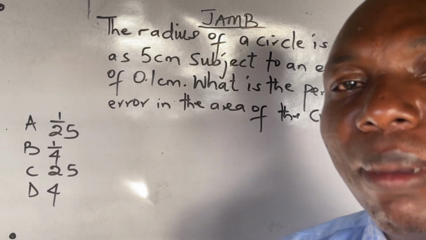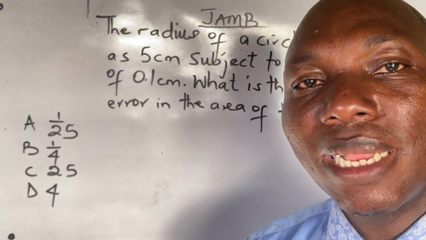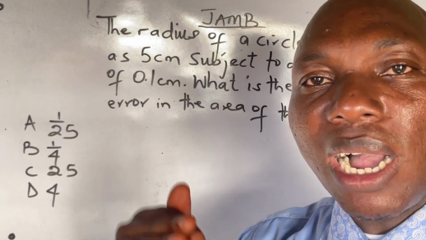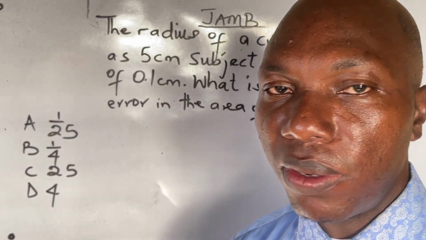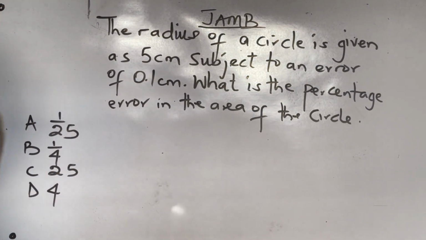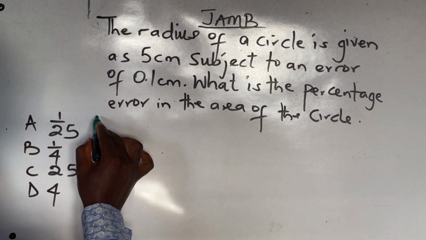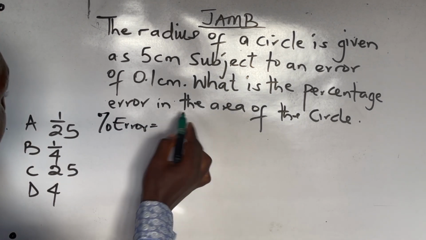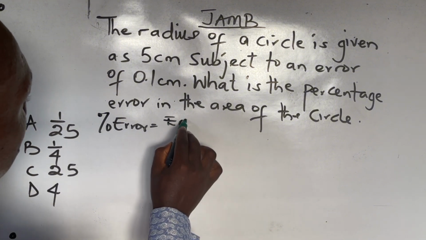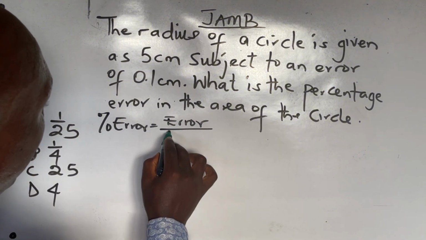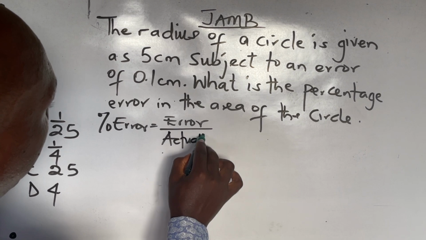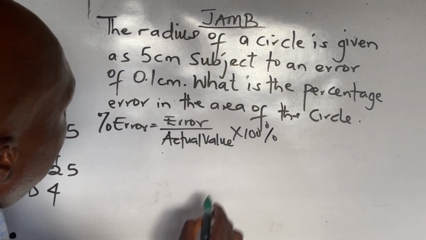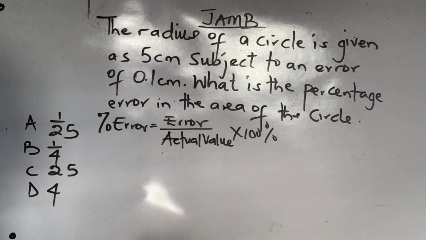What is actually percentage error? Percentage error in mathematics is the error, or we call it absolute error, over actual value times 100%. Let me write that on the board. We have percentage error equals absolute error over actual value times 100%.